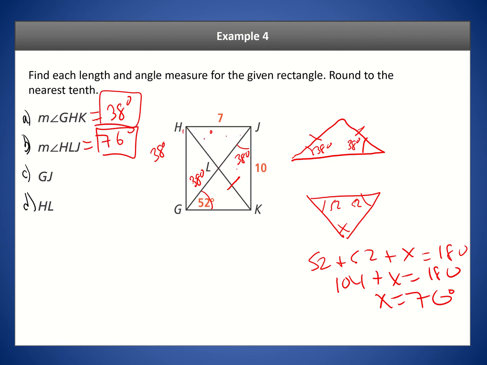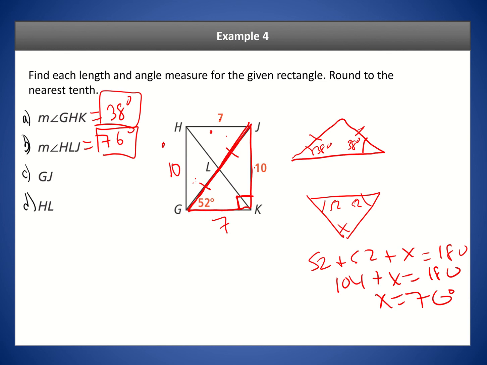All right, let's erase this for a second. Focus on GJ. So we're looking for this one. We know this is 10, so this is 10. We know that's 7, so this is 7. We also know that these are congruent. We also know that this is a right triangle, so we can use the Pythagorean theorem, and that will give us GJ.